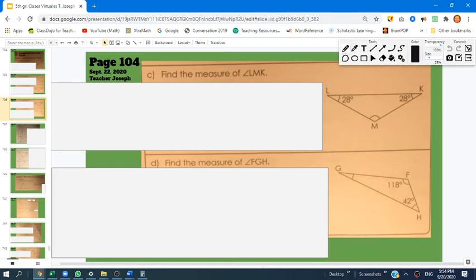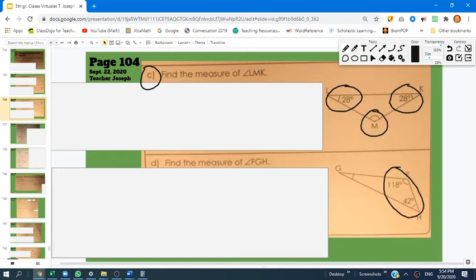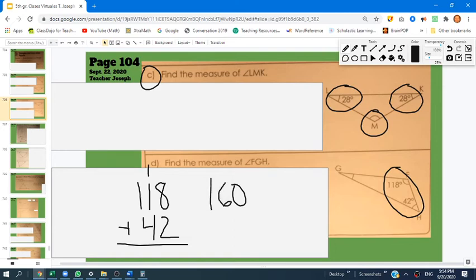All right, so just like we did letter C, you can add up the two angle measurements and then subtract from 180 to find the missing angle. So that's what I'm going to do. I'm going to take 118 plus 42 and then subtract from 180. 8 plus 2 is 10. 4 plus 1 plus 1 is 6 tens, 160. And 180 minus 160, I can just do that in my brain, is going to give me 20.